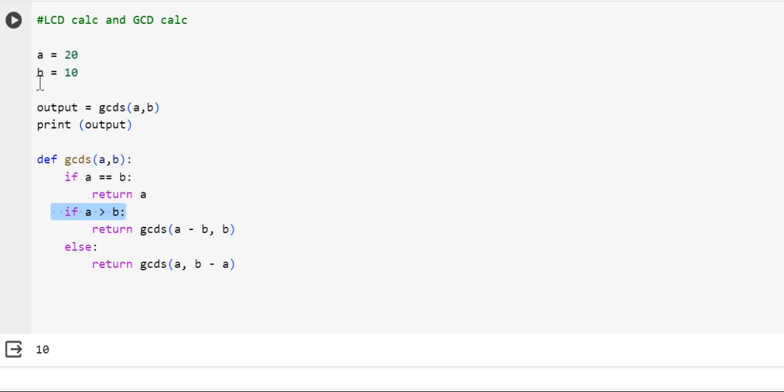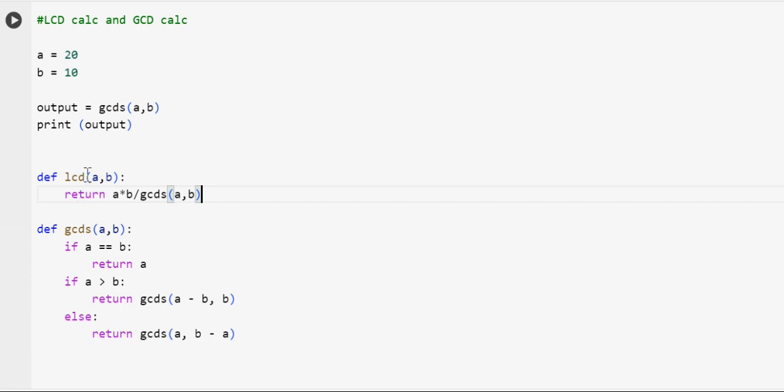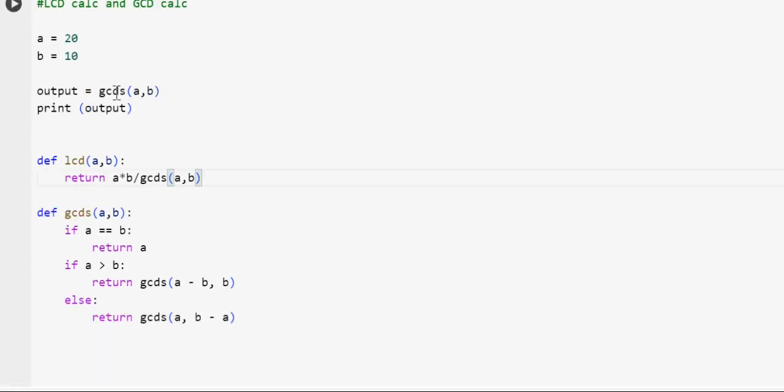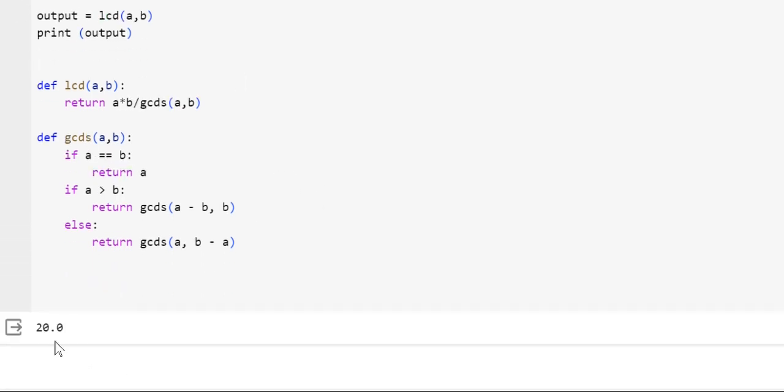Alright. Now after doing this, let me calculate the LCM. For LCM, what is the formula? I'm defining another function, lcm(a, b), return a multiplied by b divided by the GCD output, which is 10. Let's keep the values the same, so that it follows the condition A is greater than B. Now I want to find out LCM instead of GCD, so I give lcm of a and b and print that output. If I run this, I see the output as 20.